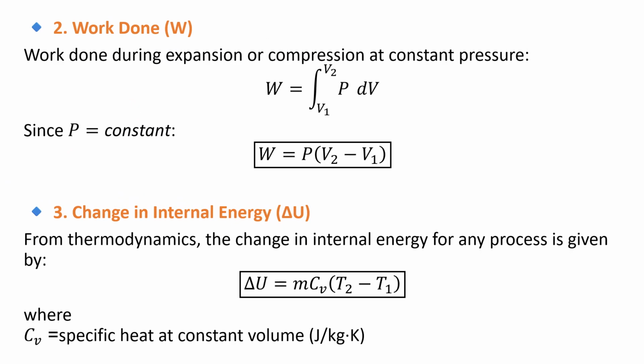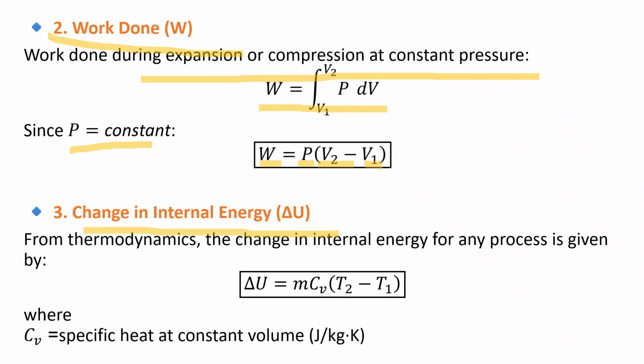First task is to find the work done. Work done during expansion or compression is W, which equals the integral from initial volume V1 to final volume V2 of P dV. Now when the pressure is constant, W equals P into (V2 minus V1). And change in internal energy, according to thermodynamics, equals m Cv into (T2 minus T1), where Cv is the specific heat at constant volume. So W is available, delta U is available. So what is the Q value? That is delta U plus W.